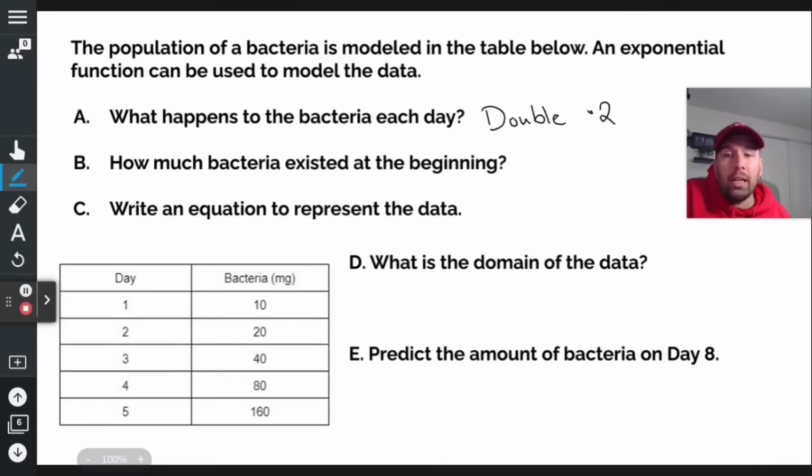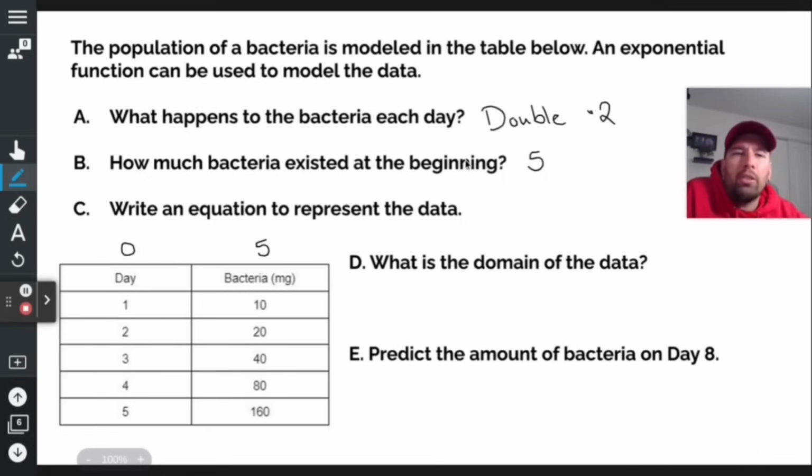How much bacteria existed at the beginning? Well, the beginning would imply day 0. If I multiply by 2 to get to the next day, then I would divide by 2 to get to day 0. 10 divided by 2 is 5. So I started out with 5 at the very beginning.